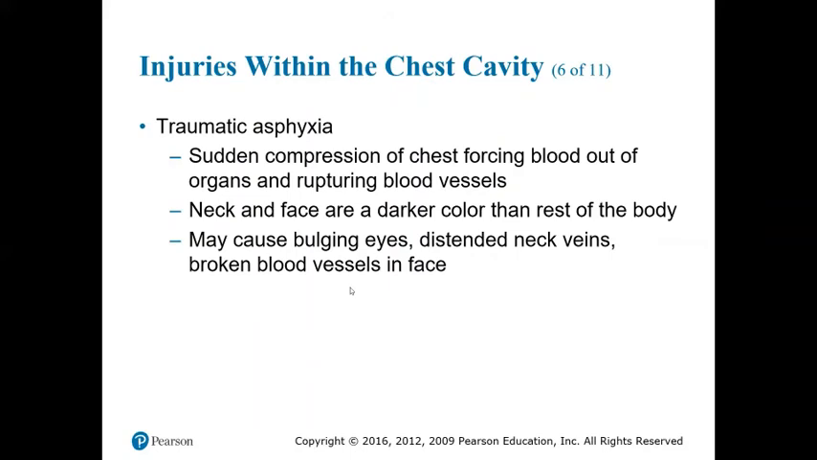Okay, traumatic asphyxia. It's one of those terms we talked about a second ago. All right, it's the sudden compression of the chest forcing blood out of organs and rupturing blood vessels. Neck and the face are darker color than the rest of the body. May cause bulging eyes, distended neck veins, and broken blood vessels in the face. Okay, so think a car, somebody's underneath the car working on it, and the jack kicks out and it crushes them in the chest. That's what this is referring to.